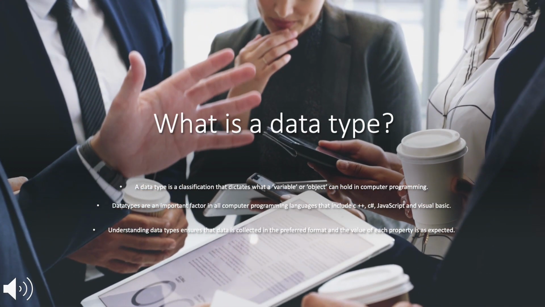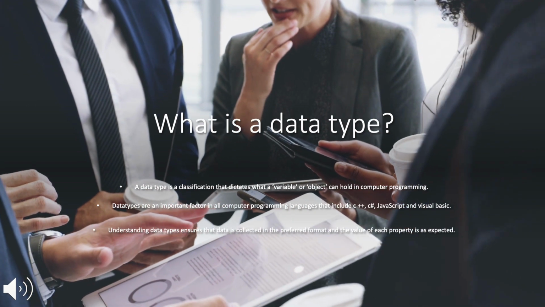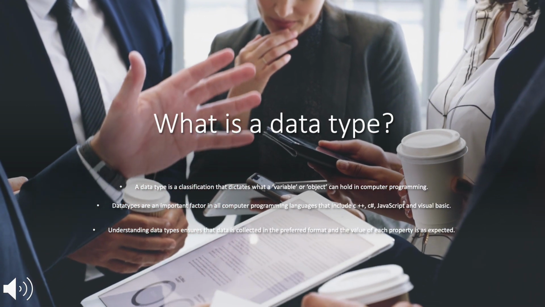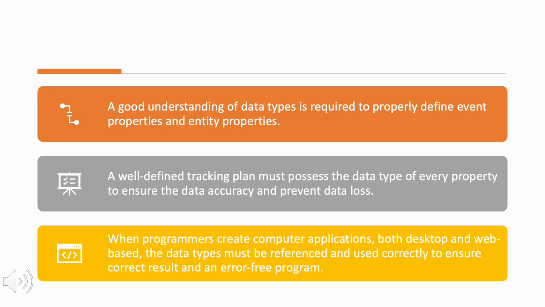Understanding data types ensures that data is collected in the preferred format and the value of each property is as expected. A good understanding of data types is required to properly define event properties and entity properties. A well-defined tracking plan must possess the data type of every property to ensure data accuracy and prevent data loss. When programmers create computer applications, both desktop and web-based, the data types must be referenced and used correctly to ensure correct results and an error-free program.